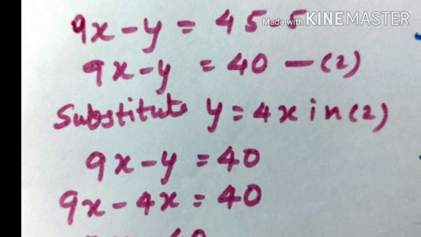So now you see that it is very easy to solve this question using the substitution method, because our first equation is y is equal to 4x. So this y is equal to 4x value I will substitute in equation number 2, which is 9x minus y is equal to 40, in which we now substitute y as 4x. So I get 9x minus 4x is equal to 40. By simplification, 9x minus 4x, we get 5x is equal to 40.